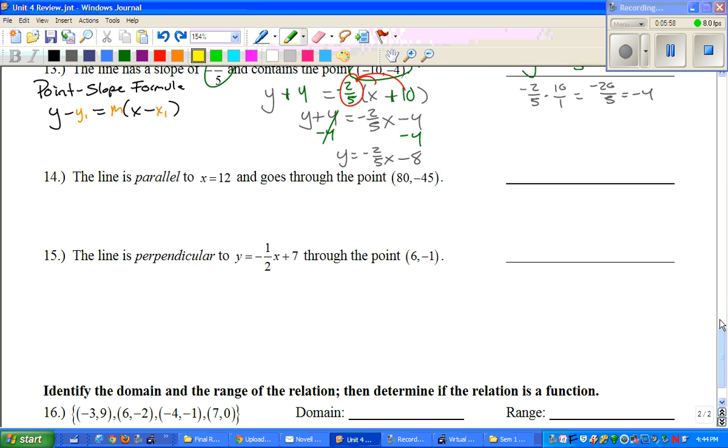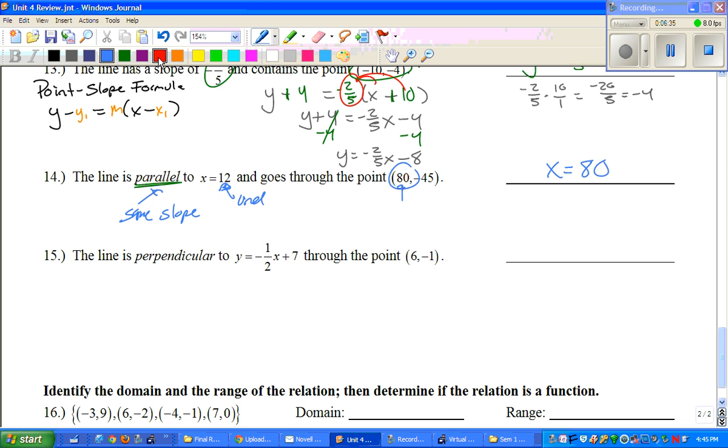All right, number 14. The line is parallel to x equals 12, and goes through the point 80, negative 45. Okay, parallel means that it has the same slope. Okay, x equals has an undefined slope. Okay, we just talked about that at the top of the page. Okay, so the only information that we really need is that x equals 80. And there you go.